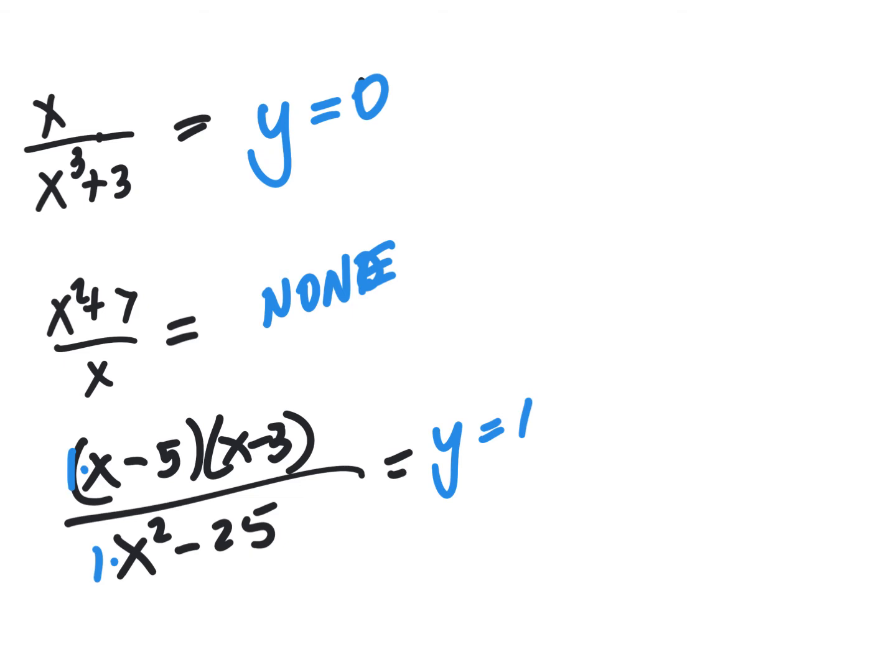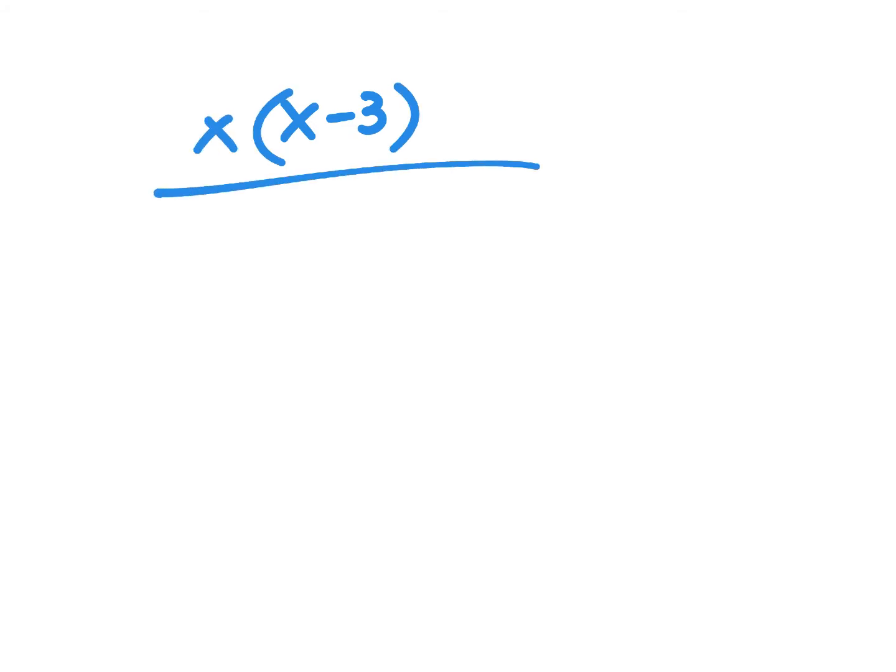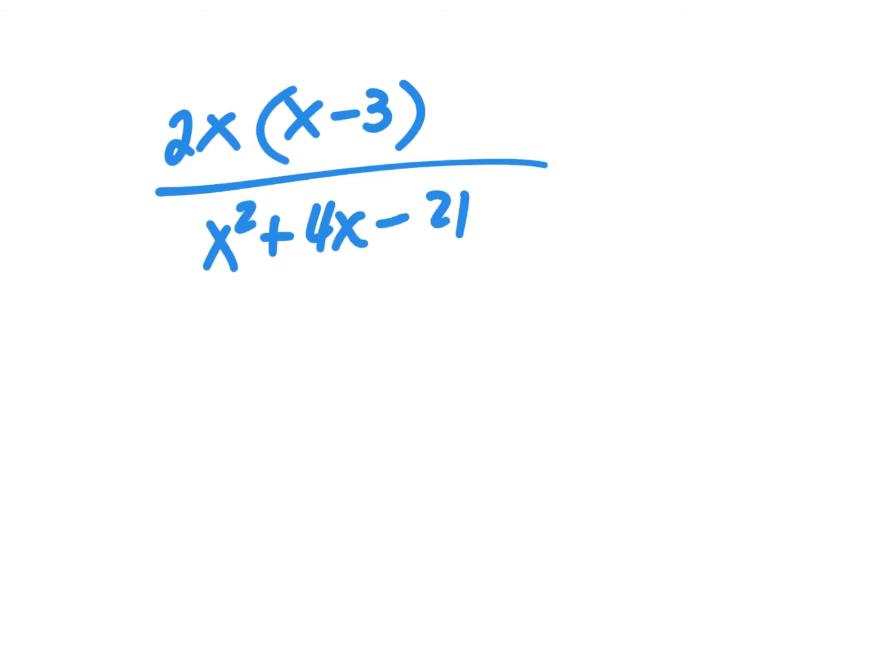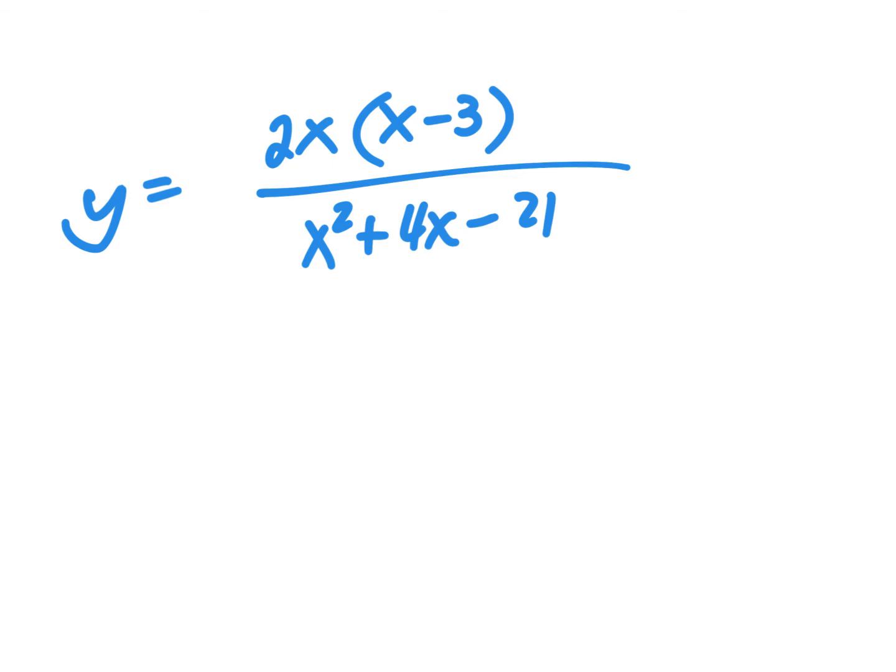All right, so I think I should give you a problem that's like that. So let's say you had x minus 3 and then an x up here. And then let's make this a 2x up there. And then let's make this x squared plus 4x minus 21. There we go. You should be able to tell me about 17 things about this.